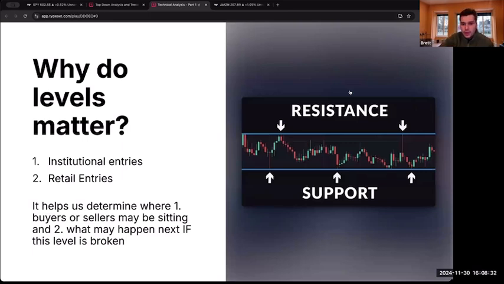Why do levels matter? You guys already know this. We've done this same exact presentation before. Because think of it this way, right?